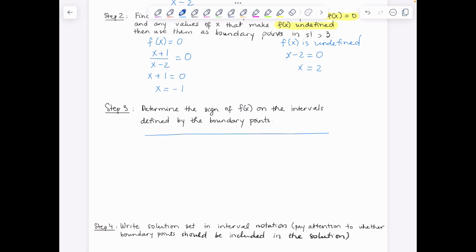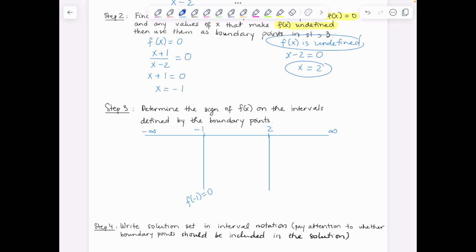So create a table. I'm going to put the lesser value on the left and then the greater value on the right. Negative infinity, positive infinity. In fact, let's move these points up above the line. Now draw the columns. And I want to make a little note here. When x is negative 1, f is 0. So f of negative 1 is equal to 0. And when x is 2, the function is undefined. So I'm going to put f of x is undefined here, where x is equal to 2.